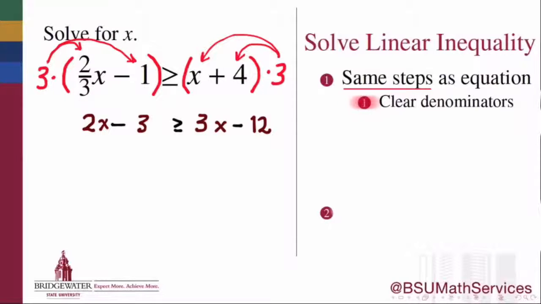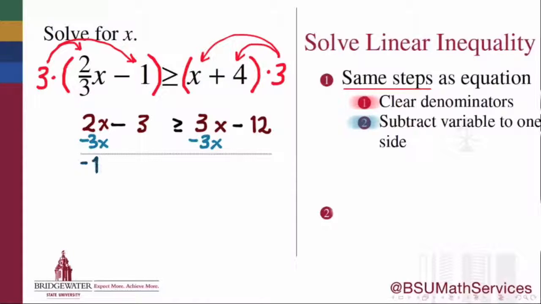Next, because the variable x that we're trying to get by itself appears on both sides of this equation, we should use subtraction to get all of the x terms over to one side. I'll choose here to subtract 3x from both the right-hand side and the left-hand side to move all of our x's from the right to the left. Now the variable x appears only on one side of this equation.